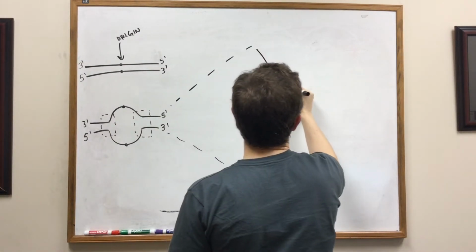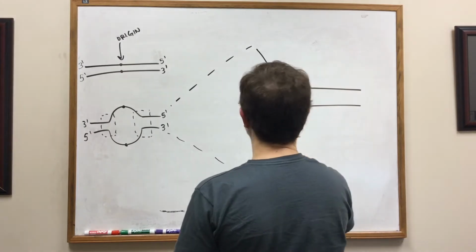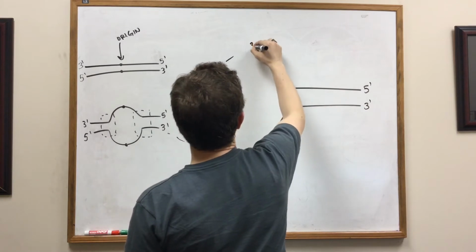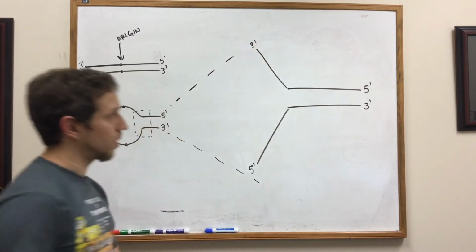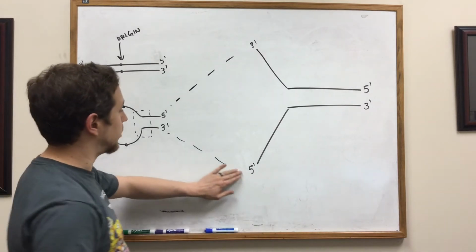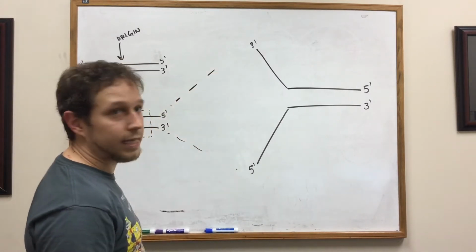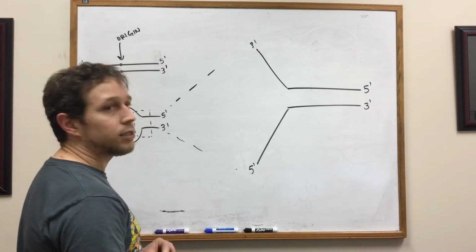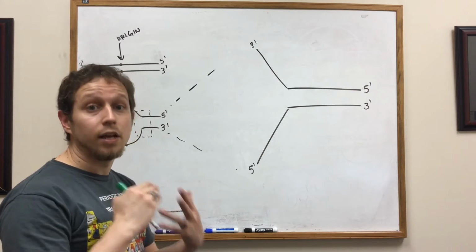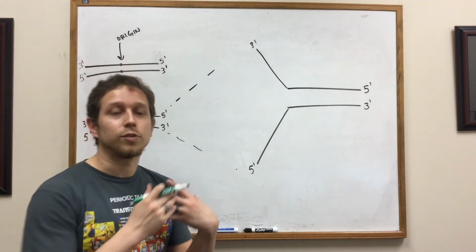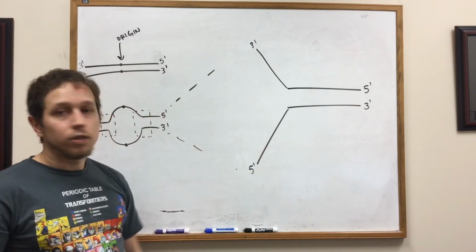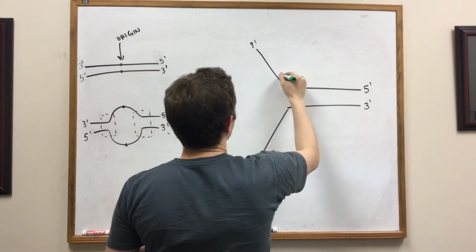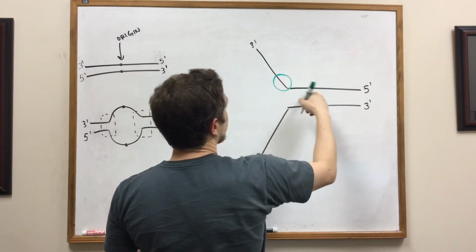So label my 5' and 3' ends. There we go. Okay, so here's my replication fork blown up in size so we can take a closer look at it. Now there are going to be several enzymes and proteins involved in this process that are ultimately going to facilitate replication. These all come in to essentially help open up this fork so that we can then start replicating the genetic material.